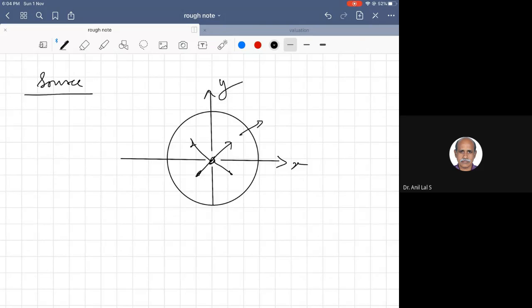This is a circle of radius, say R, and we call the strength of the source M. The strength of source M is the total volume rate of flow.